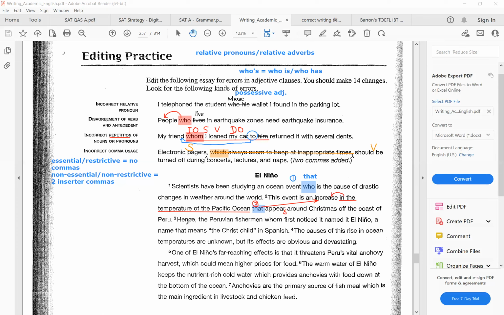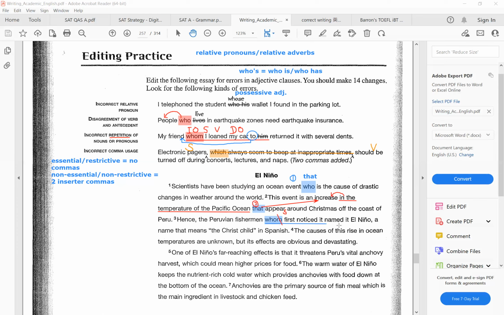Hence means therefore, so the Peruvian fishermen, I see relative pronoun again, whom first noticed it, named it El Nino. Now, what is wrong with this? Well, we're talking about fishermen first noticed the change in temperature. So it is the subject, and we have to use the subjective case. So instead of whom, we have to use who.